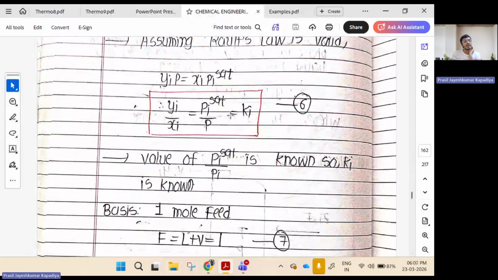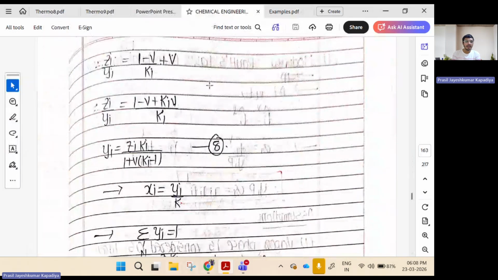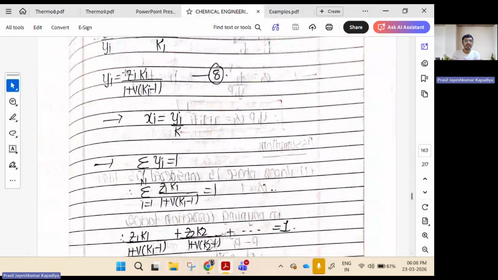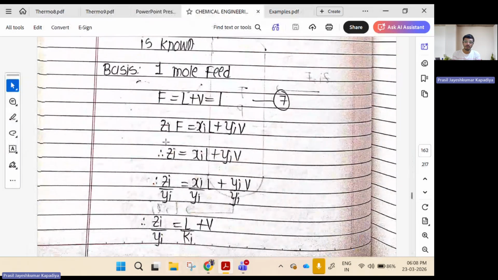Let's say I'm dealing at some temperature, and the pressure of the system will be known. So I want to do it at, let's say, 373.15 Kelvin and 1 atmospheric pressure. Temperature and pressure are known, and from temperature I can find Pi sat, so Ki values are always known. Now if we apply overall mole balance and component mole balance, we are left with an equation, that is yi is equal to zi Ki divided by 1 plus V times Ki minus 1, where we have considered a basis of 1 mole feed, F equal to 1.